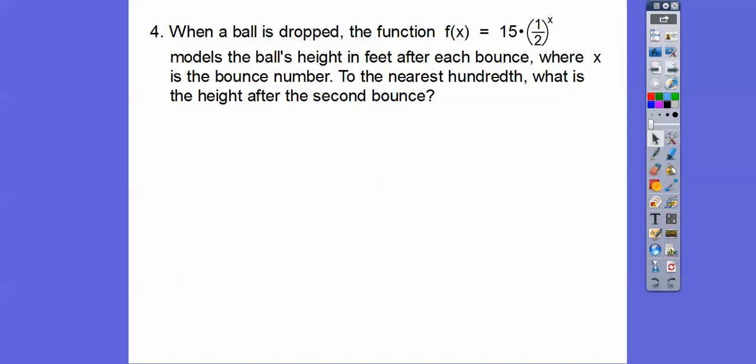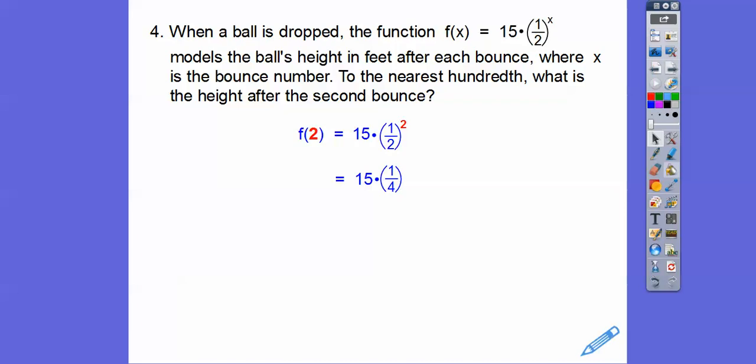Okay, so when a ball is dropped, the function f of x equals 15 times 1/2 to the x models the ball's height in feet after each bounce, where x is the bounce number. To the nearest hundredth, that's 2 decimal places, because it goes tenths, hundredths. What is the height after the second bounce? Okay, so we're going to plug in 2. So 1/2 to the 2 power, when we do a fraction to an exponent, we square the numerator and the denominator. So 1 squared is 1, 2 squared is 4. So we're going to end up with 15 times 1/4 when we do that. Okay.